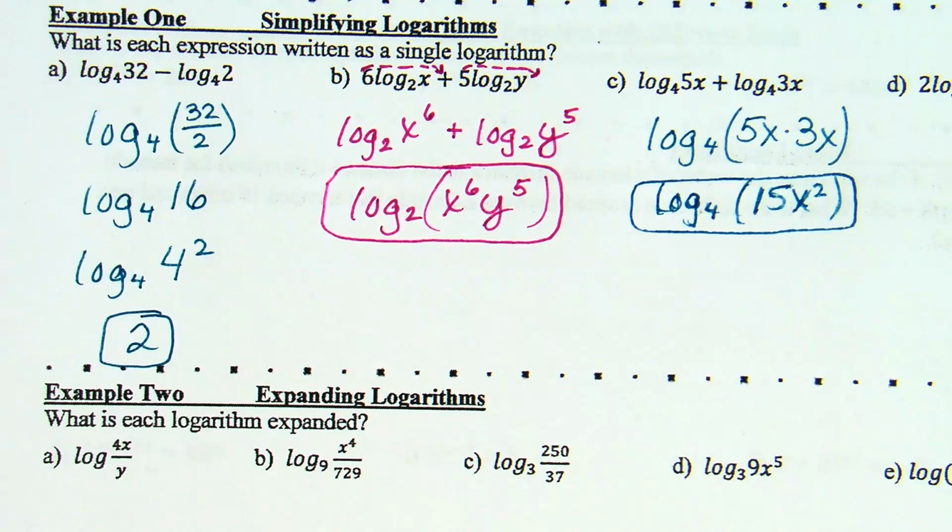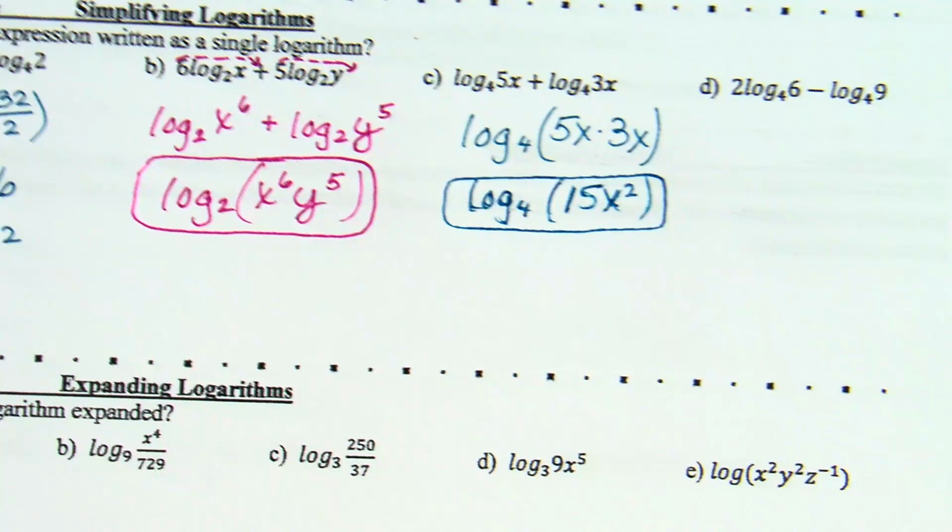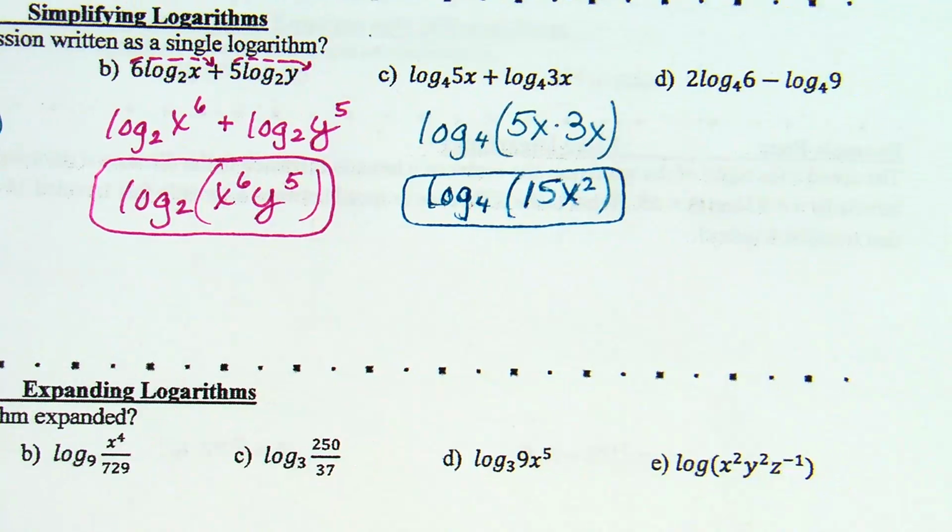Okay, so on that one we are done. There wasn't anything else we could do. Okay, D. 2 log base 4 of 6 minus log base 4 of 9.